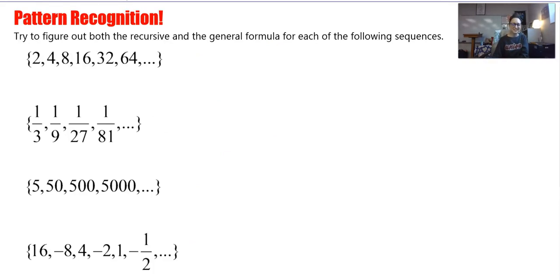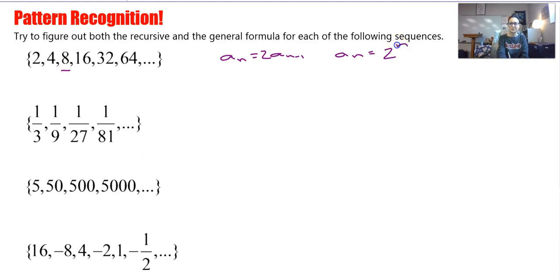All right, so our directions say try to figure out both the recursive and the general formula for each of the following sequences. So if I look here at this first sequence, 2, 4, 8, 16, 32, what am I doing each time? I'm multiplying by 2, right? So to find a sub n, I'm going to take 2 times a sub n minus 1, the previous term, right? So can we come up with a general formula a sub n where I could just say plug in 3 and get 8?